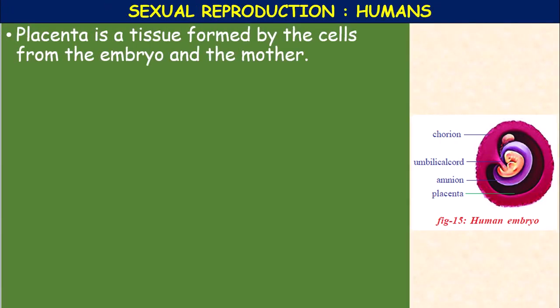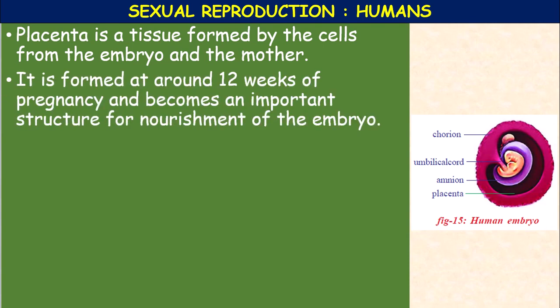The placenta connects the embryo and mother. The embryo's blood vessels connect to the mother. It is formed at around the 12th week, called the gestation period. The gestation period is approximately 50 days.